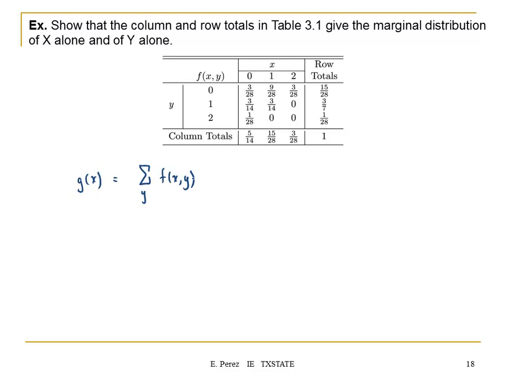So let's look at g of 0. For that we have f of 0, 0 plus f of 0, 1 plus f of 0, 2, right? Because we are summing with respect to y. So the numbers that should be changing are those related to y. We have y from 0 to 2. We sum from 0 to 2 with respect to y.